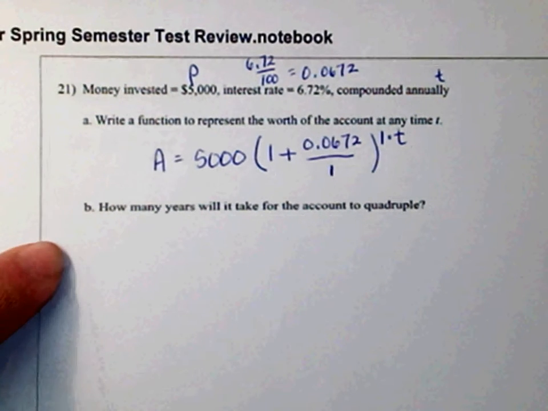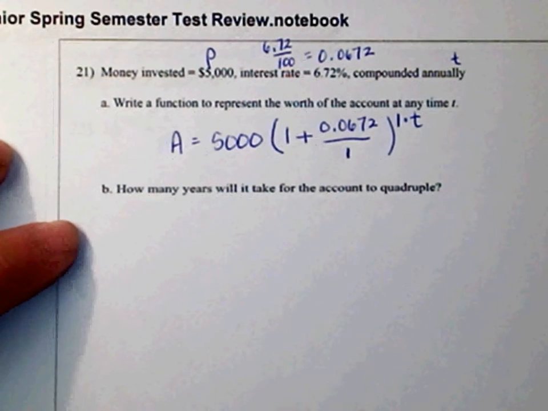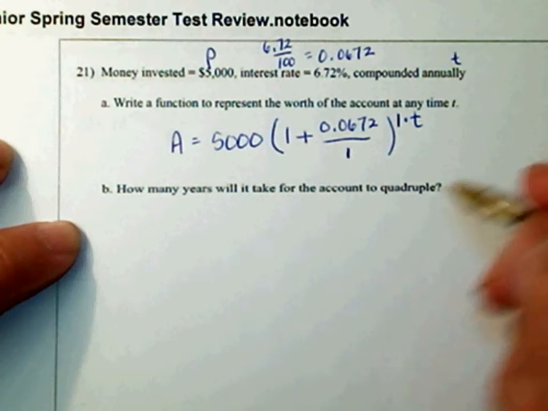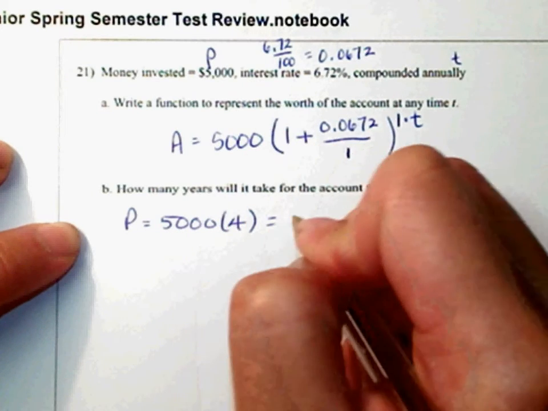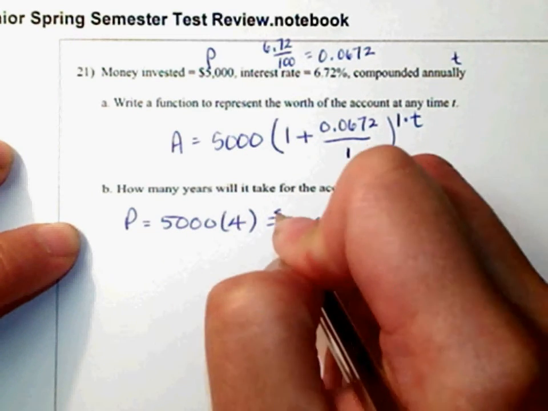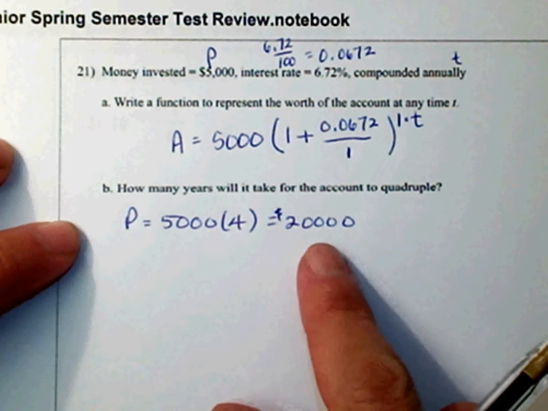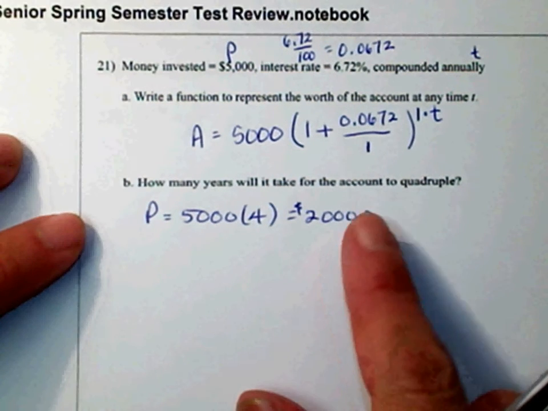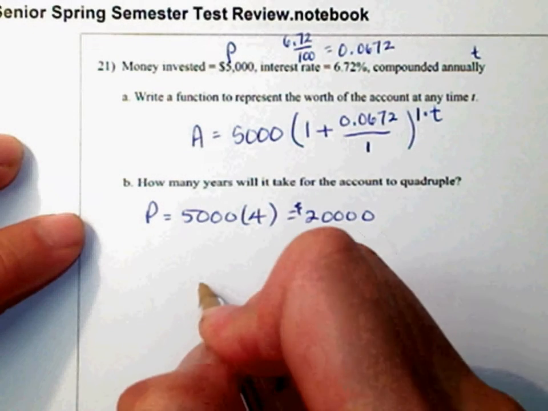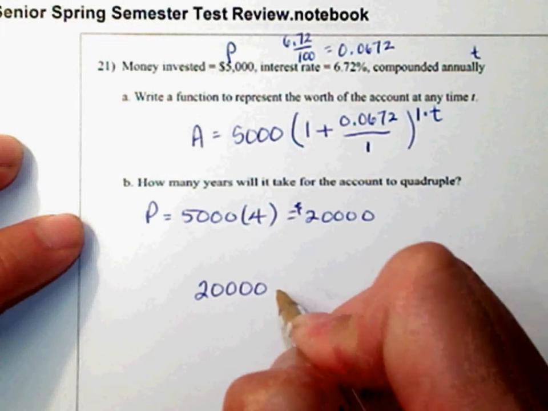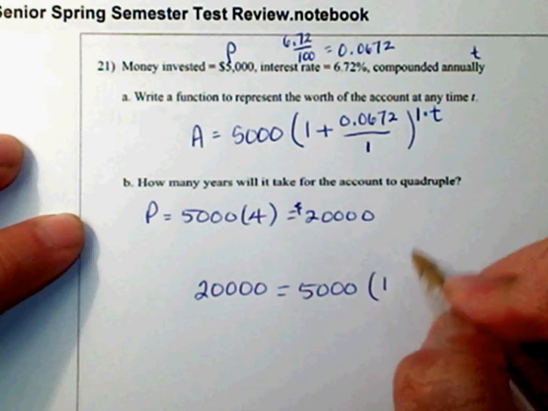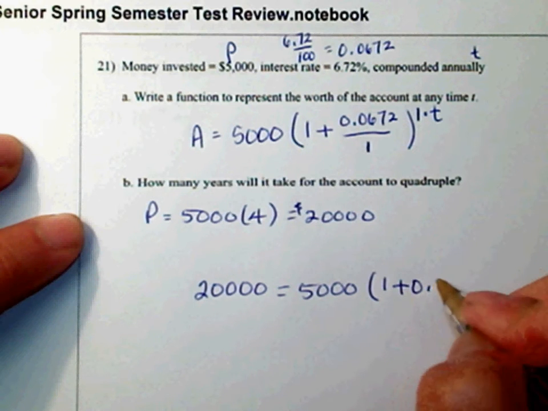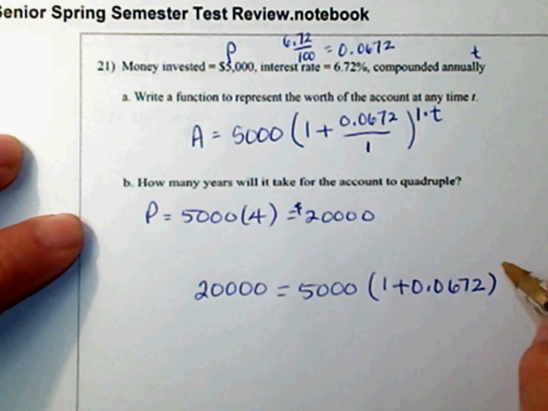B, how many years will it take for the account to quadruple? Quadruple means times 4. So your principal is going to be 5,000 times 4, which comes out to be $20,000. So that is going to be your A. That's your final amount. So you're going to plug in 20,000 equal to your principal, this is what you started off with, times 1.0672, at 1, anything over 1, it's itself, times 1 times T, and we want to know T.